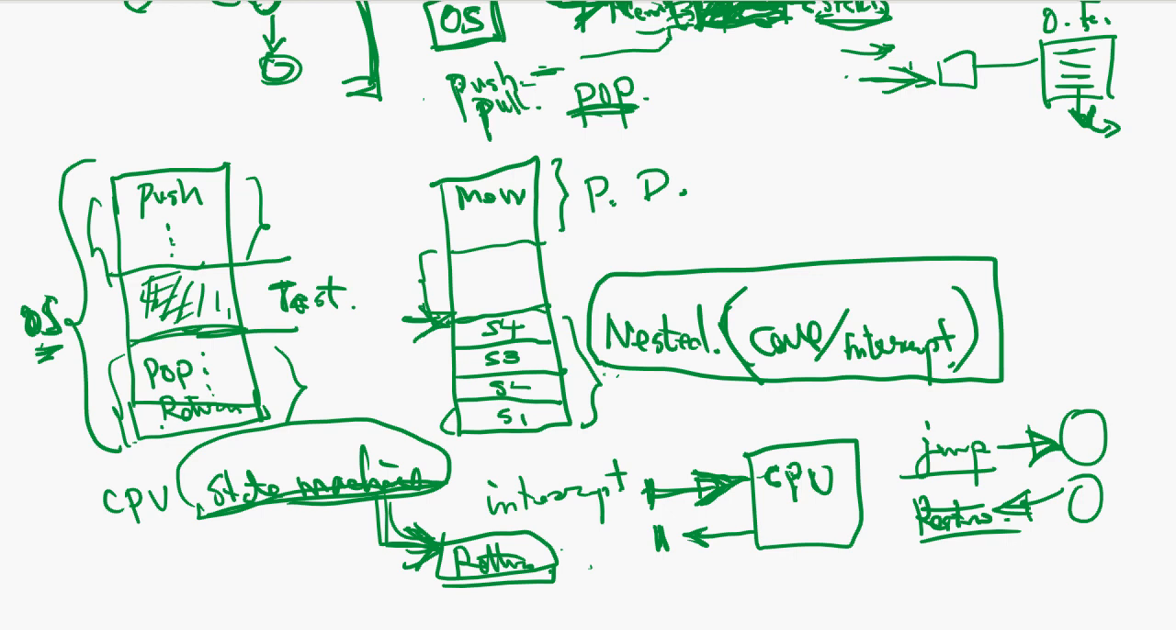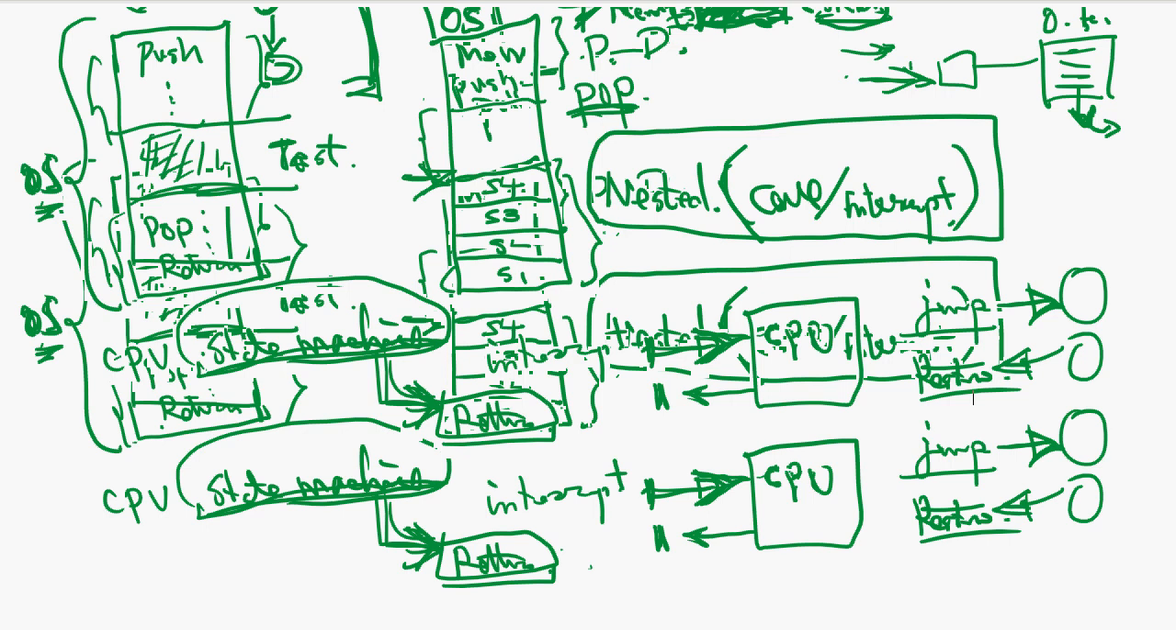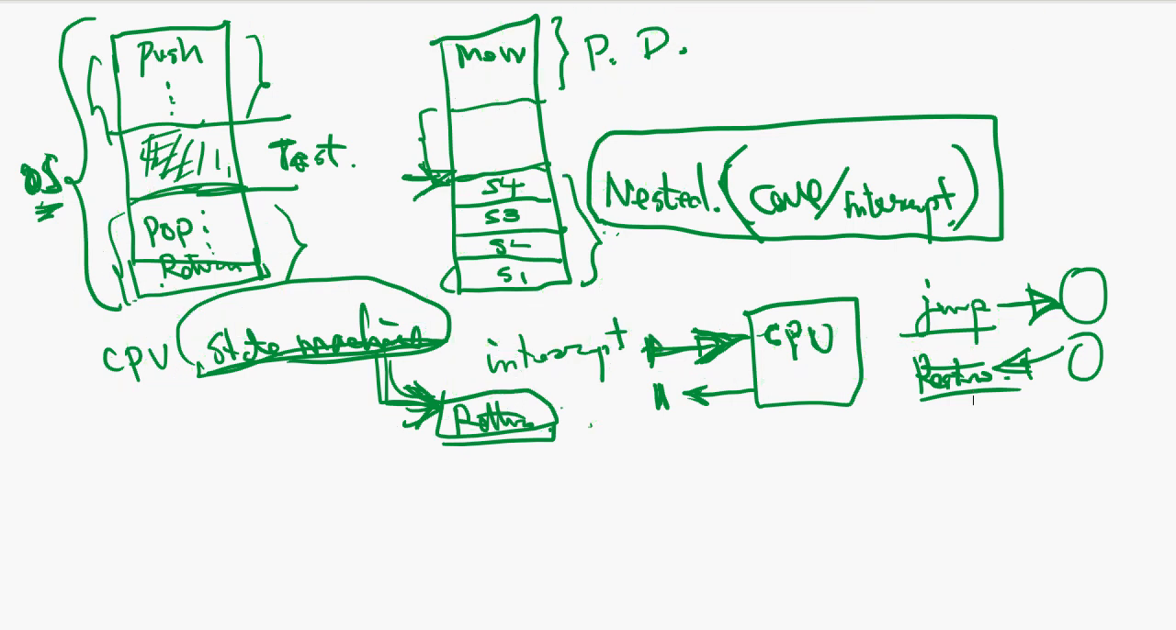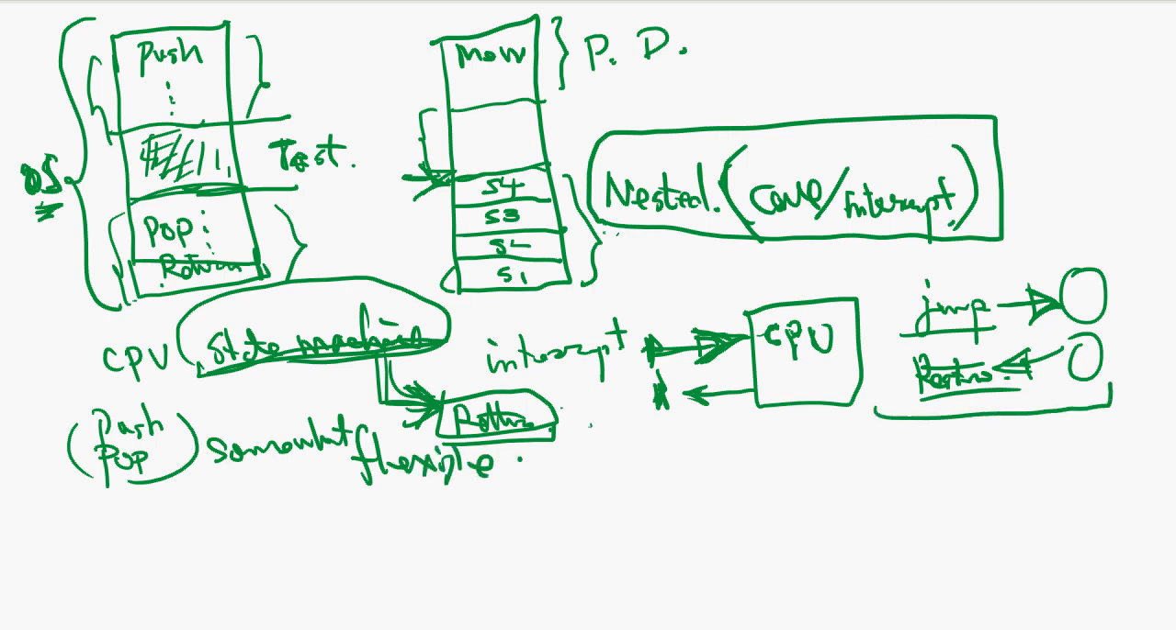Now, what's the advantage of this and the disadvantage? The disadvantage is, okay, using software pop and push is somewhat flexible. Here you lose the flexibility. But for the time critical operation, you can just finish it up. Like when a timer expires, an interrupt comes in and does a certain job.